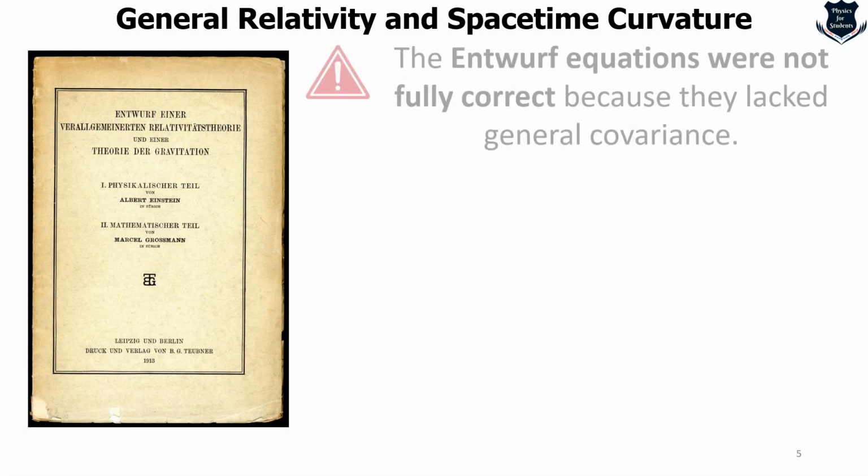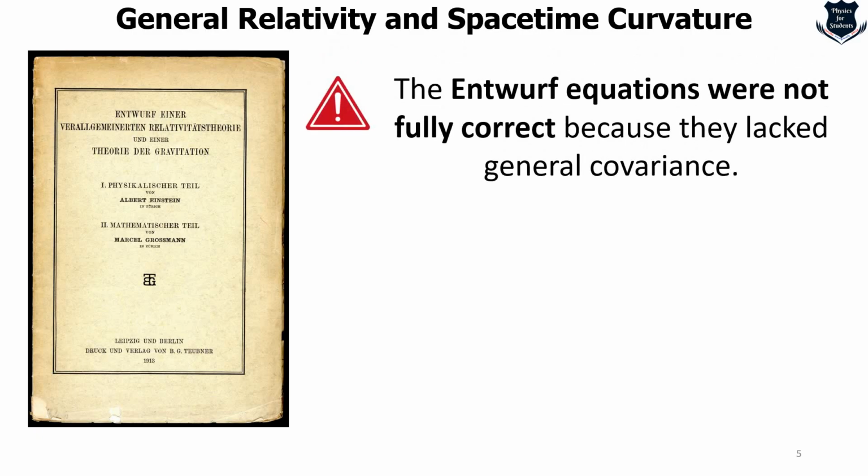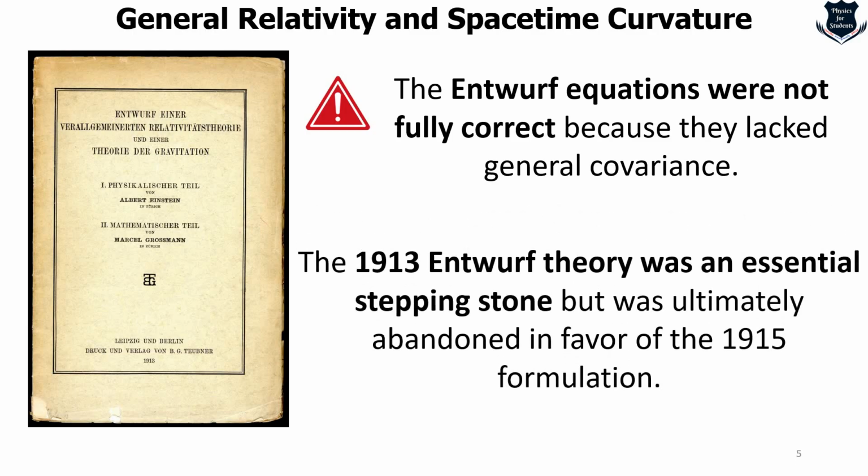The Entwurf document was not fully correct because it lacked a covariant theory of gravity, but it is noteworthy that the 1913 Entwurf paper is an essential stepping stone to understanding the current scope of the general theory of relativity. However, in 1915, this was totally abandoned as Einstein found something new.